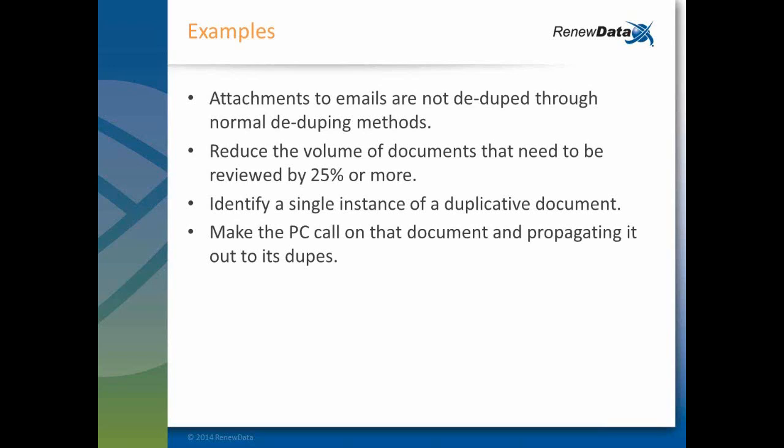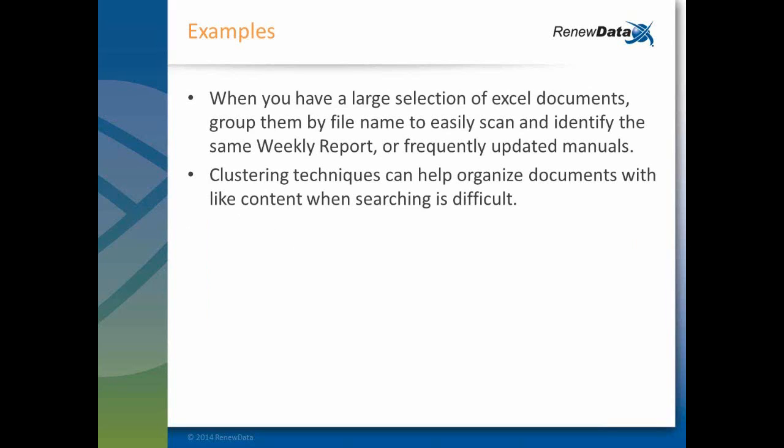Another method just to save time in identifying your protected content. Excel documents are always a challenge. This is where I was saying you can group them by file name. You can easily scan and identify, here's everything, here's the same weekly report, here's the same manual. If you group them in that way using some of that metadata to inform your decisions, then you can move through that more quickly. You can use some clustering techniques to help you organize Excel documents. Find documents that have the same column headings, the same row headings, put them together, again, just for ease of review.